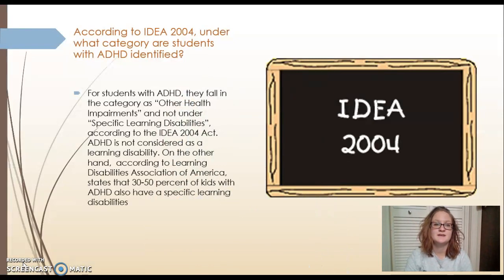According to IDEA 2004, students with ADHD are not classified as having a specific learning disability, since ADHD has not been considered a learning disability. A student with ADHD falls under the category Other Health Impairments. According to the Learning Disabilities Association of America, 30 to 50% of kids with ADHD also have a specific learning disability, such as dyslexia, or autism.